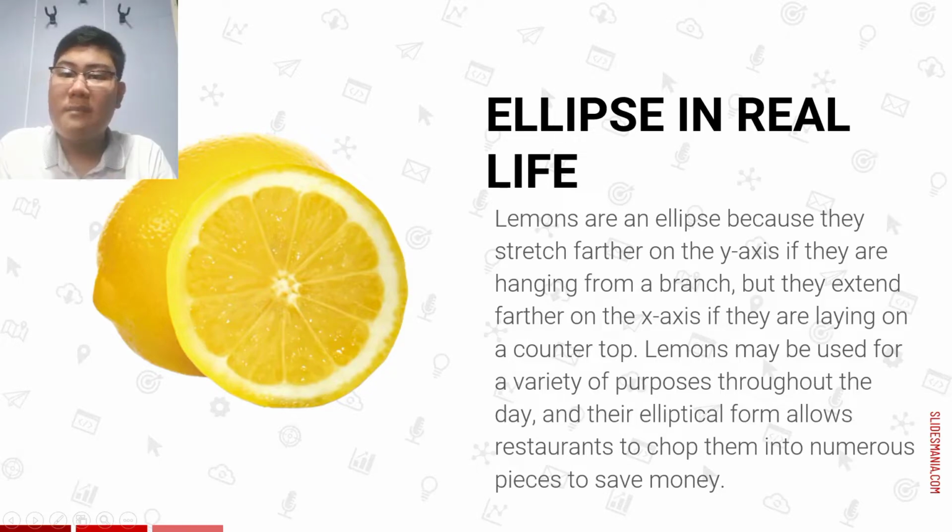All of these are lemons, because they extend longer on the y-axis if they are hanging from a branch, and not on the x-axis if they are resting on a countertop. Lemons may be used for a variety of items throughout the day, and their elliptical form allows restaurants to chop them into multiple pieces to save money.